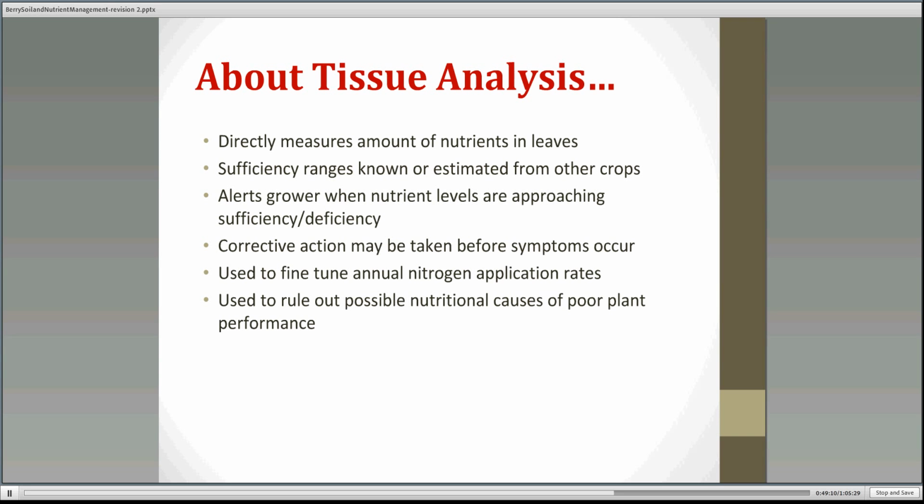These tests are also used to fine-tune annual nitrogen application rates. Typically, there's a suggested application based on the crop age, but you may need to adjust in your particular situation, either higher or lower, depending on the test results. And then these can also be used diagnostically, as Jeff discussed earlier, to rule out nutritional causes for poor plant performance.